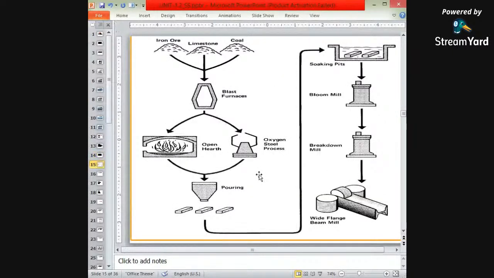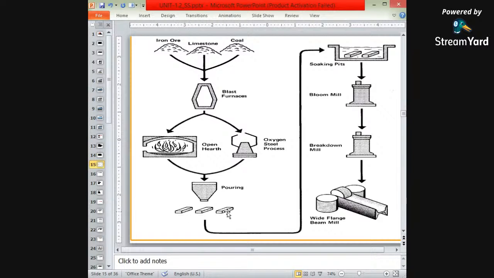These are the various flow charts in the factories from the first stage to the last stage. These are the various charts related to the manufacturing of steel. At the top, it is the iron ore, limestone, and coal. It is passed through the blast furnace. Again, after the open hearth, it is passed through the oxygen steel process. Again, it is poured.